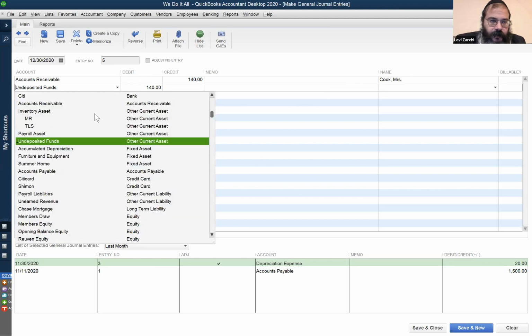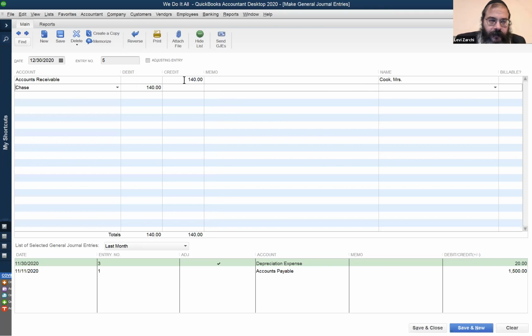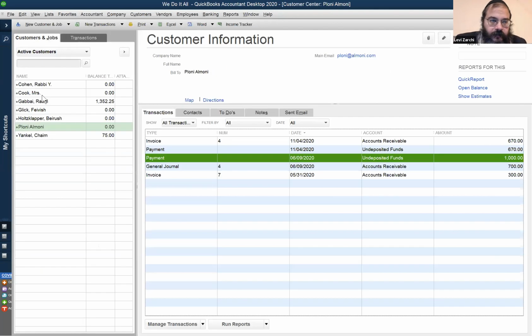Let's use cash. Okay, so we have Chase. I'm putting in the bank 140 and I'm crediting the accounts receivable 140. It's going to tell me again Mrs. Cook is zero, right? Because she owed us 140 and now she paid up the 140.